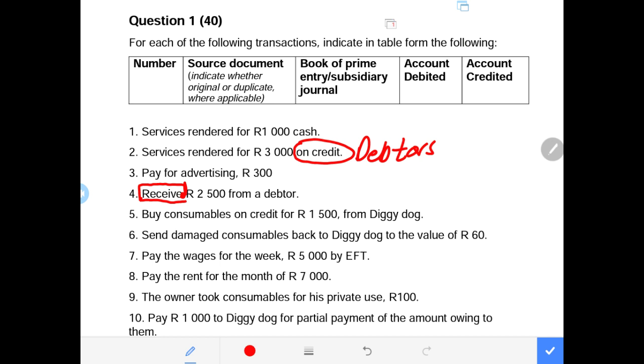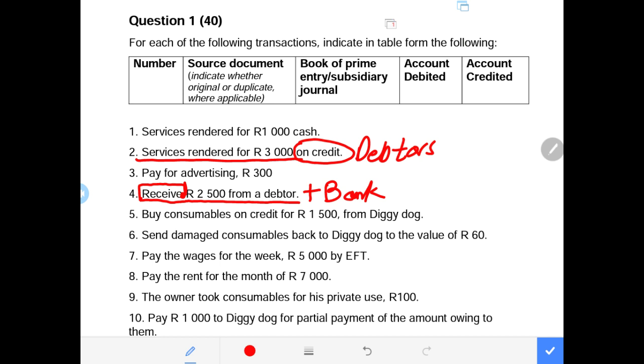So now this customer whom we rendered services for 3,000 rand, and the customer did not pay us. Now this customer is paying us 2,500 rand. So we have received money. Then if we received money, obviously it has to be plus in our bank account. Our bank account must increase.